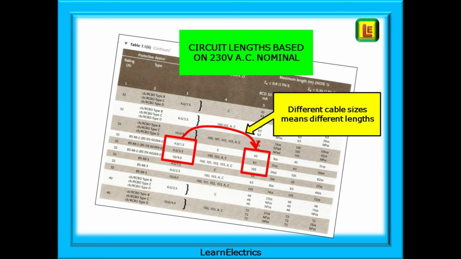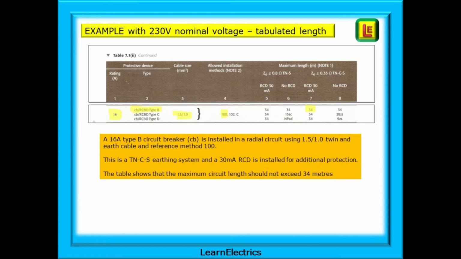Circuit lengths in the tables are based on a nominal supply voltage of 230 volts AC. Different cable sizes will allow for different permitted maximum cable lengths, and we will look at this and what happens if the supply voltage is changed. Look at this example using the tables and the nominal supply of 230 volts.